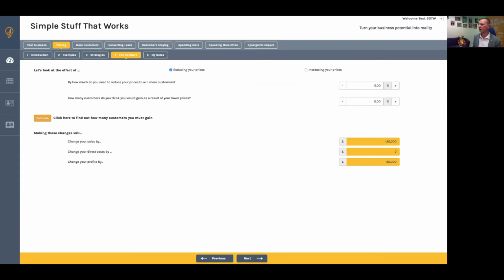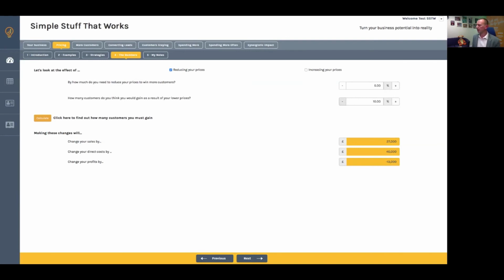They might say, well, maybe it'll ramp up, maybe I'll get 10% more customers. So if we increment that to 10%, what we can actually see is that if you increase your customer base by 10% because of the 5% discount, you're actually still worse off from a profit point of view, and you're working harder because you're working with more customers.